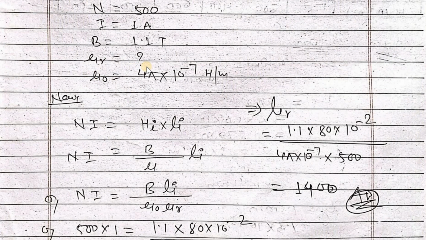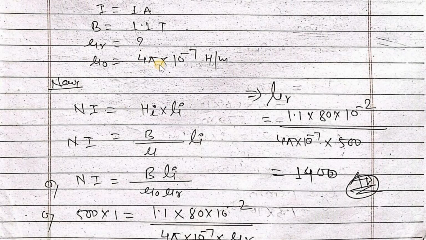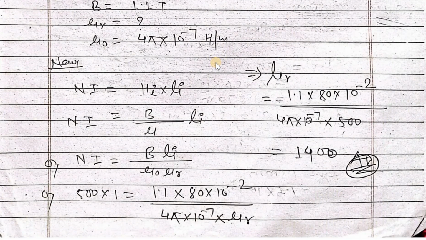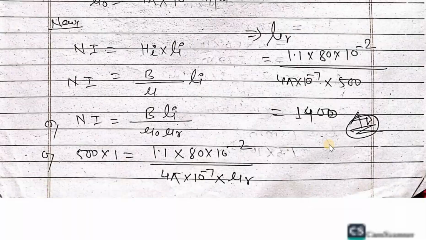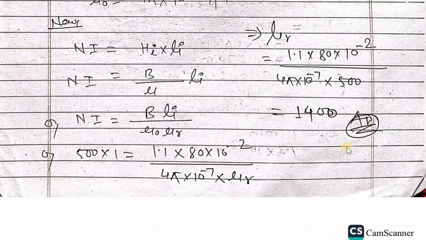We have to find the value of mu r, and mu naught equal to 4 pi into 10 power minus 7 Henry per meter, and we know N i equal to H Li. So N i equal to B upon mu naught mu r into Li. Put all the values, we can get the value of mu r, and the value of mu r is 1400. This is the value of relative permeability.